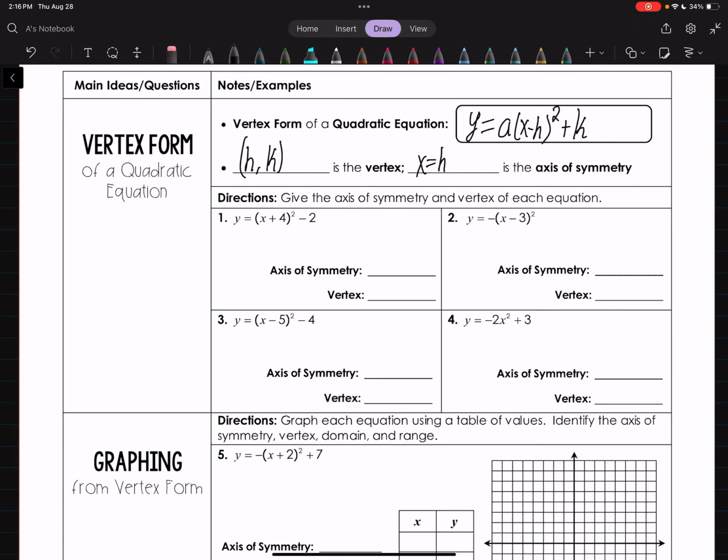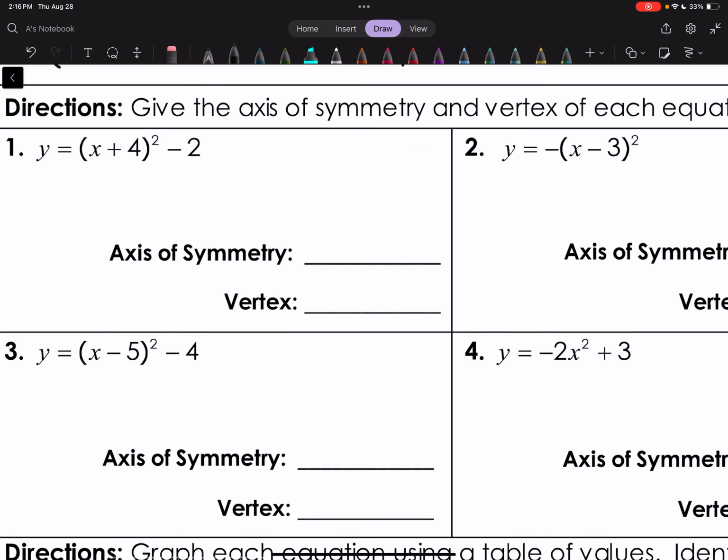Good day. Today we're going to be looking at the vertex form of quadratic equations. The vertex form is y equals a times (x minus h) squared plus k. (h, k) is the vertex and x equals h is the axis of symmetry. Now let's give this an example or two.